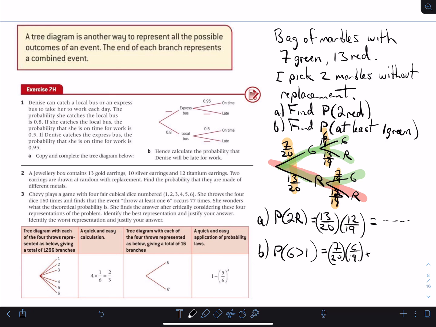plus, and you add up the different paths, because I can go green, green, or I can go green, red, or I can go red, green.